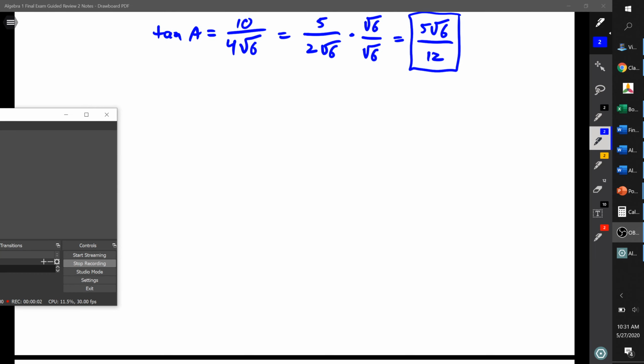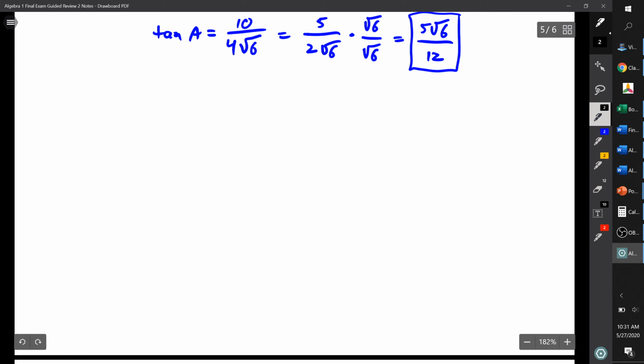Algebra 1, Final Exam Guided Review 2, numbers 10 and 11. So here we get into our rational equation stuff. So we have x's in denominators. Number 10 is find the difference.